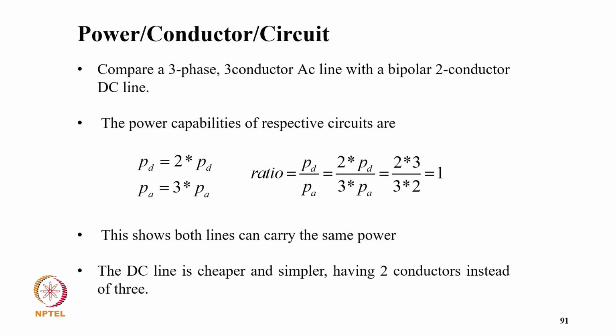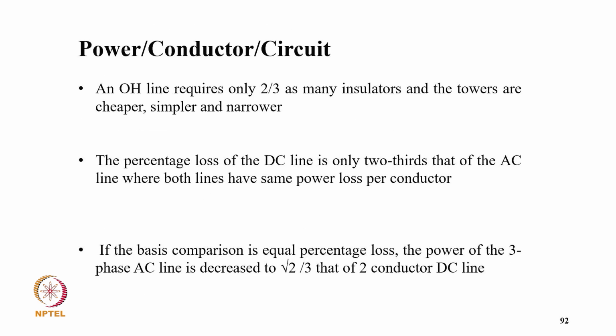The DC line is cheaper and simpler, having 2 conductors instead of 3. So per conductor, an overhead line requires only 2 by 3 as many insulators, and the towers are cheaper, simpler and narrower. The percentage loss of the DC line is only 2/3 of that of the AC line, where both lines have the same power loss per conductor. So if the basis of comparison is equal percentage loss, then the power of the 3-phase line is decreased by root 2 by 3, relative to that of the 2-conductor DC line.